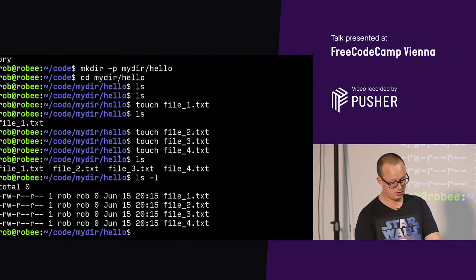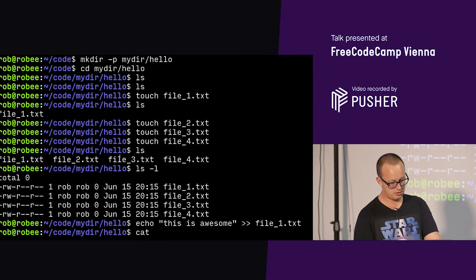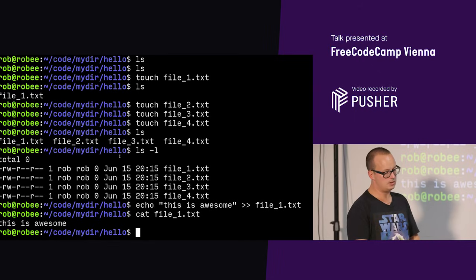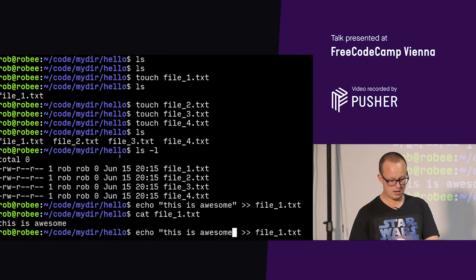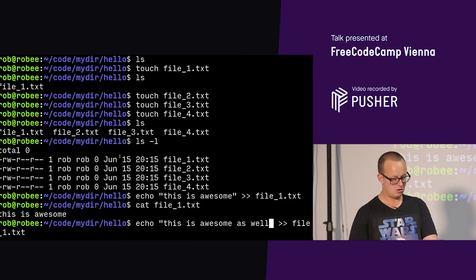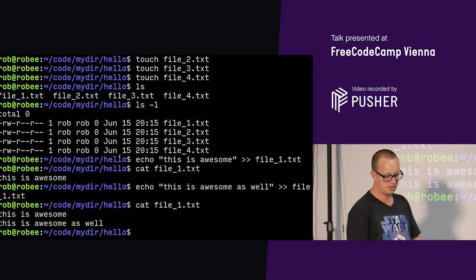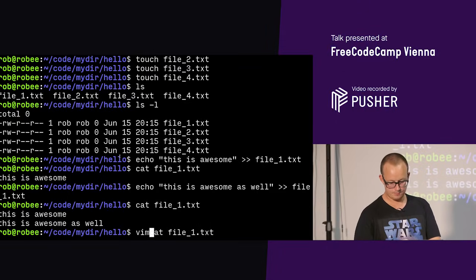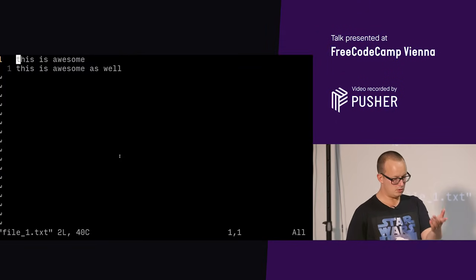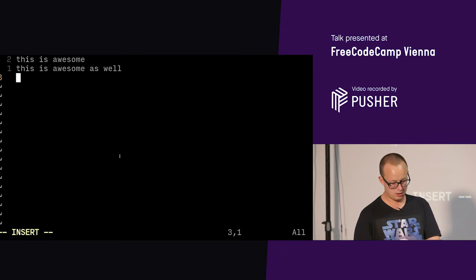And then I can do echo "This is awesome" and put that into file 1. There's another command that lets us print out everything in the file to the screen. So we see this has now "This is awesome." Then I want to add another line in that file, and it shows us this file contains these two things. And we can edit it again with Vim, and I can add a third line.